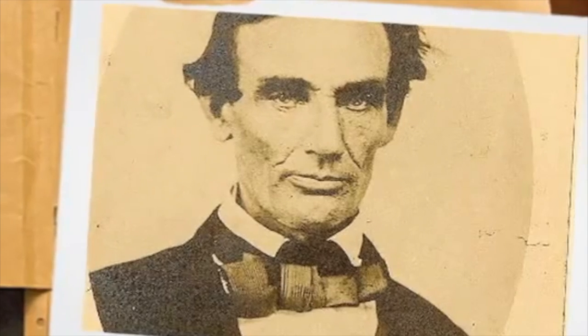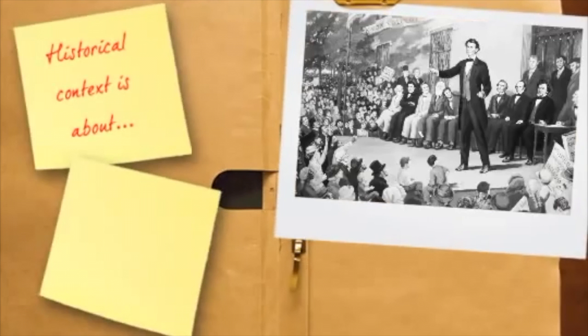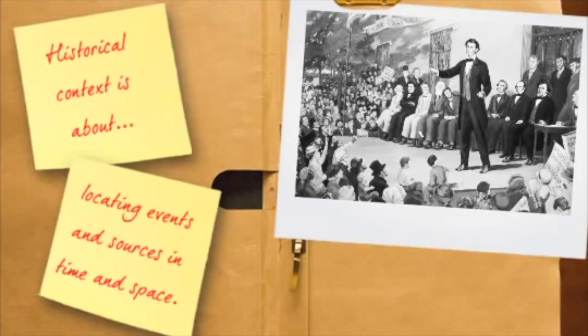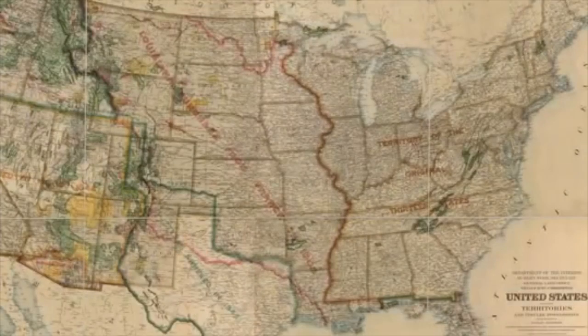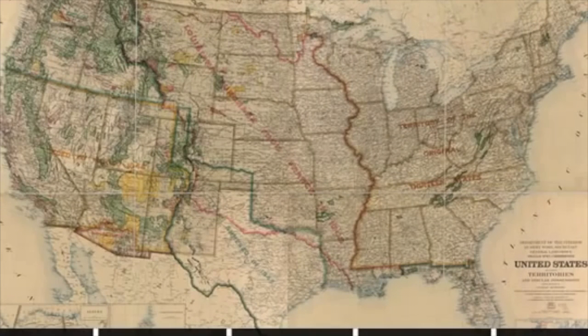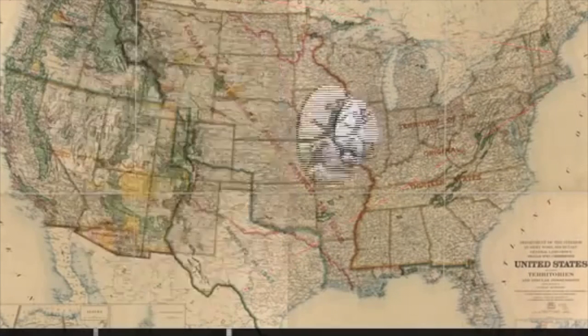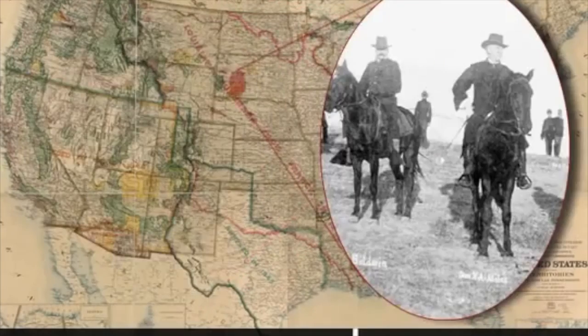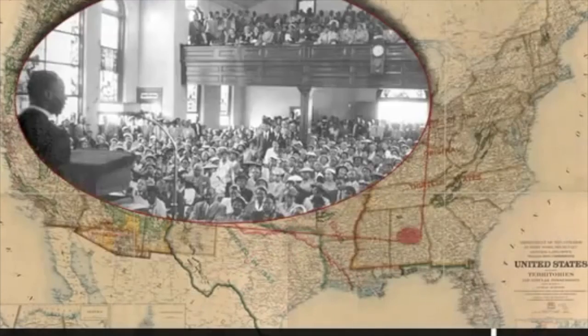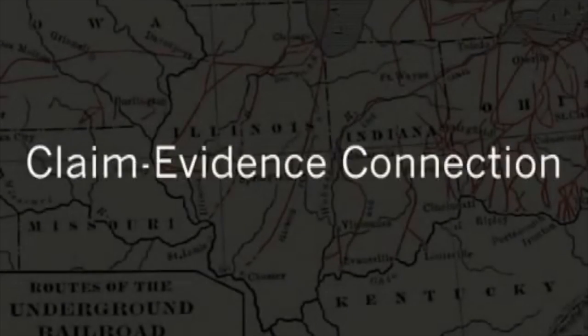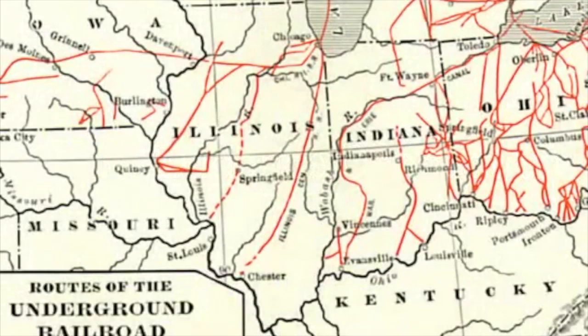But in the big picture, historical context is about locating events and sources in time and space and asking questions to do so. Taking a page from the math curriculum, we can say the coordinates of history are space and time. These sources are not free-floating items that speak for themselves. Their historical context matters.